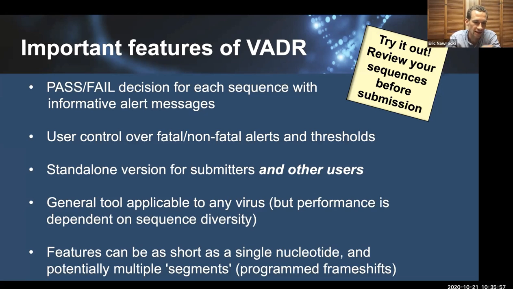And the way that the alignment feature mapping works is really flexible. So you can have a feature as short as a single nucleotide and potentially multiple segments. And that's what allows us to handle things like programmed frame shifts, where you have a duplicated nucleotide in a CDS, very easily.